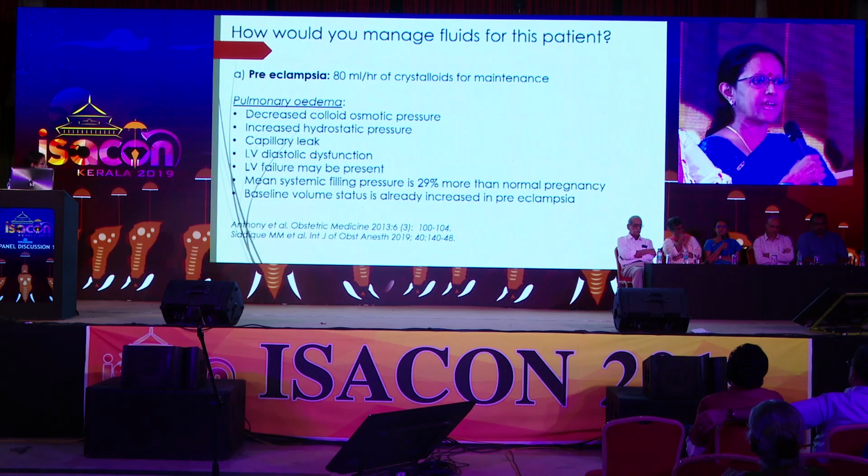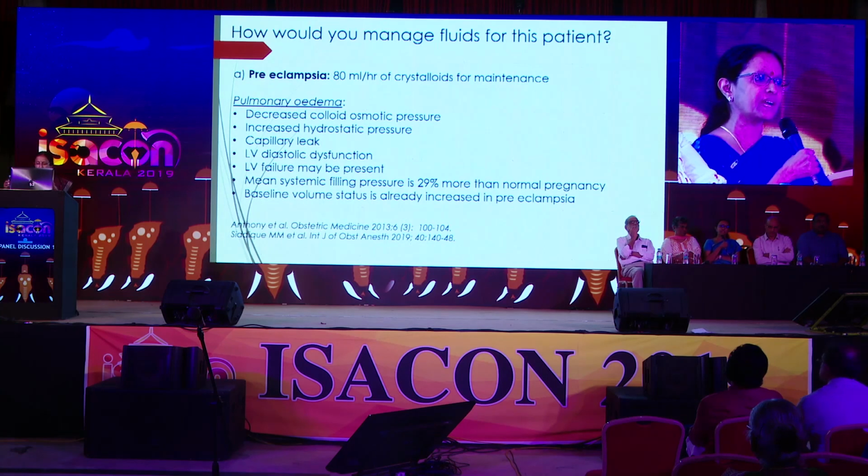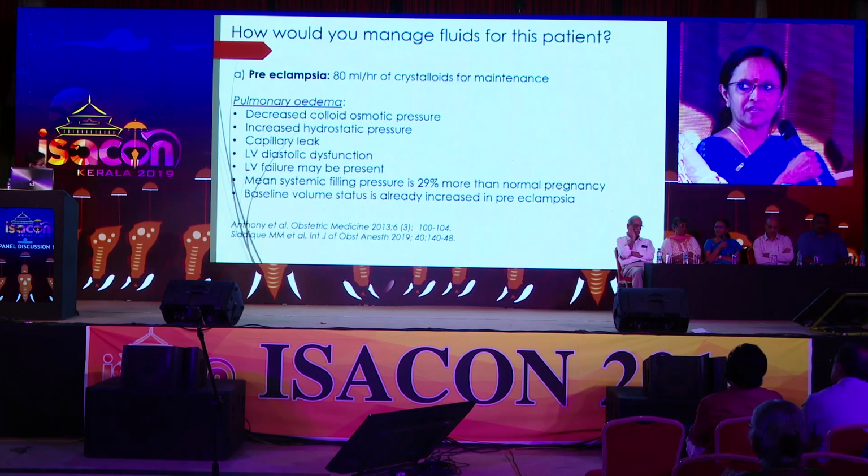Now, preeclampsia, as we know, all these patients are prone to pulmonary edema because of the low oncotic pressure, the increased hydrostatic pressure, there is capillary leak, and also most of them have diastolic dysfunction. Some of them may have systolic dysfunction also. All this makes the patient very prone to pulmonary edema. They are on the brink, and any extra fluid added may topple them over and make it a difficult situation. So generally what is recommended is 80 ml per hour of a crystalloid solution for maintenance.